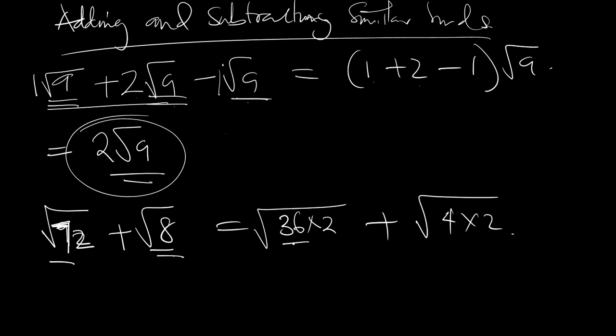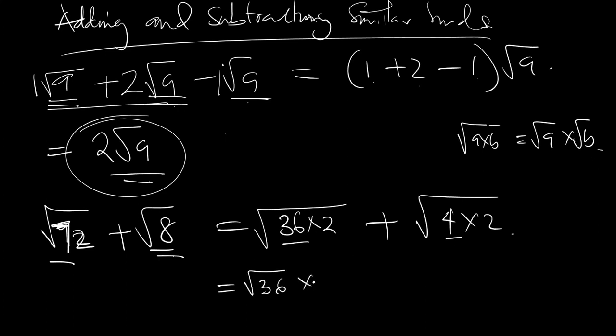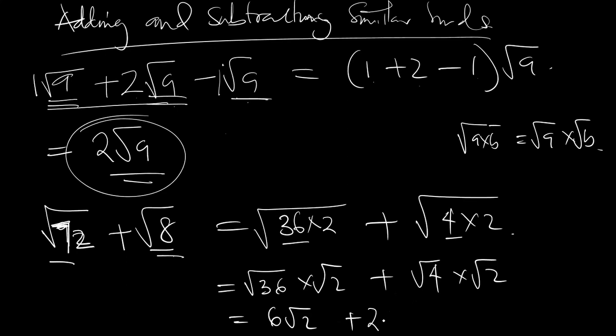Now if you see, 36 is a perfect square, 4 is a perfect square. So we can now say, using the surd rule, where you have the square root of a times b is equal to the square root of a times the square root of b. So that means the square root of 36 times 2 is the same thing as the square root of 36 times the square root of 2. Plus this one will also be the same thing. Applying this rule here, you say the square root of 4 times the square root of 2. So the square root of 36 is 6 root 2 plus the square root of 4 is 2 root 2.